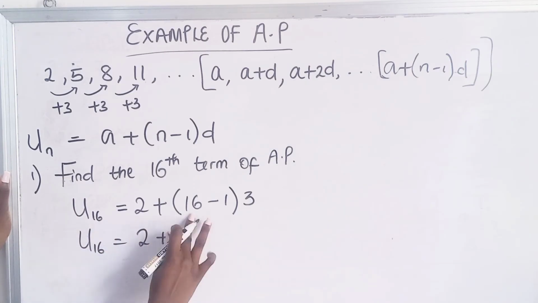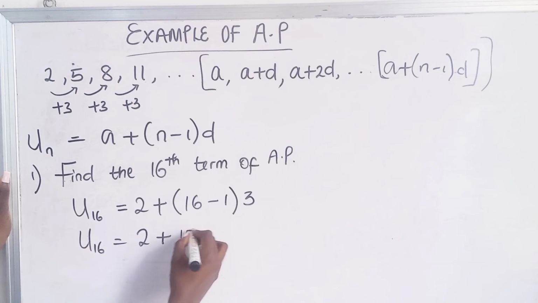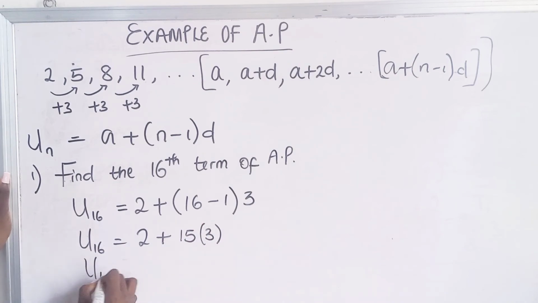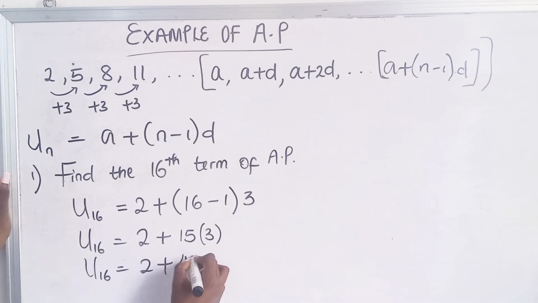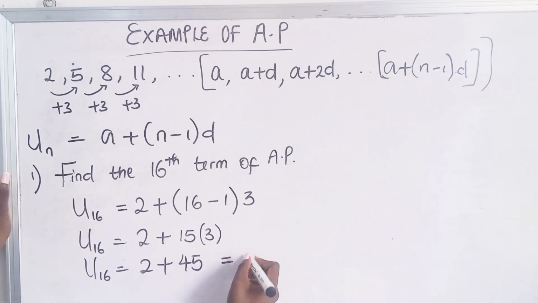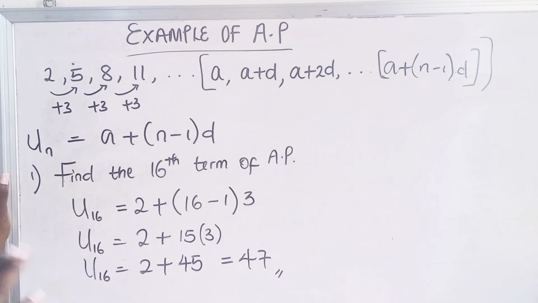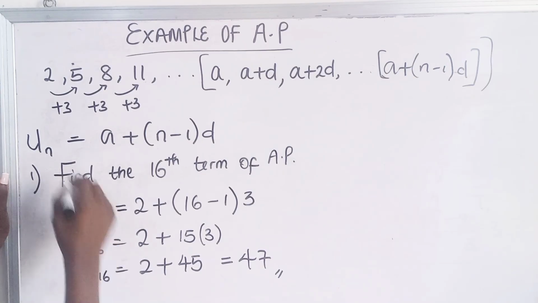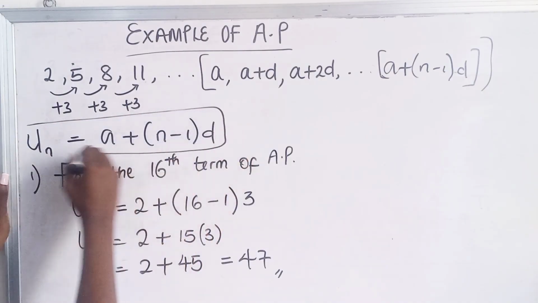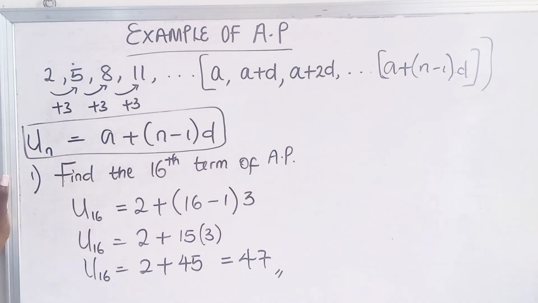So U16 is 2 plus (16 minus 1), 15 times 3. So U16 is 2 plus 15 times 3. 15 times 3 is 45. So 2 plus 45 is 47. That way you are able to get the 16th term. So now you can solve for any term so long as you know your formula for the AP. Note that this is for arithmetic progression.